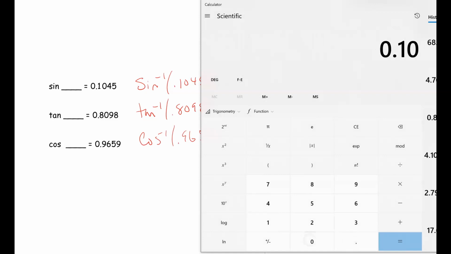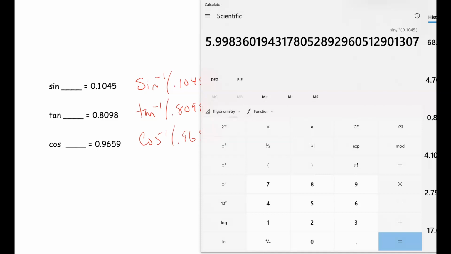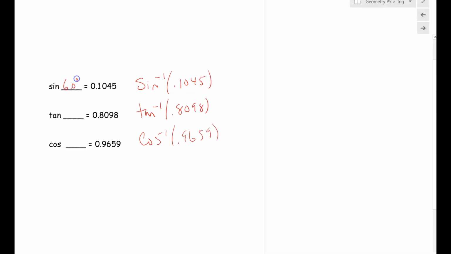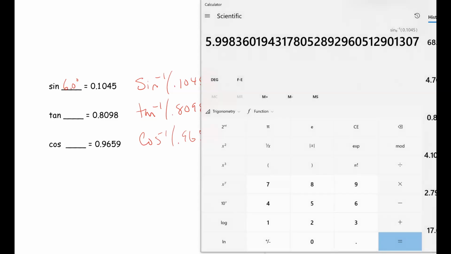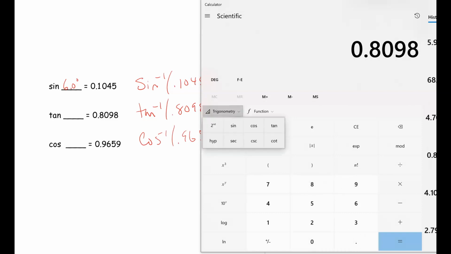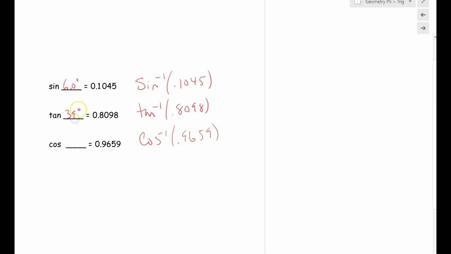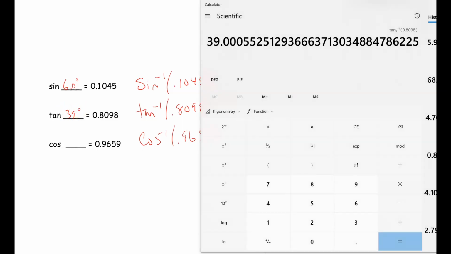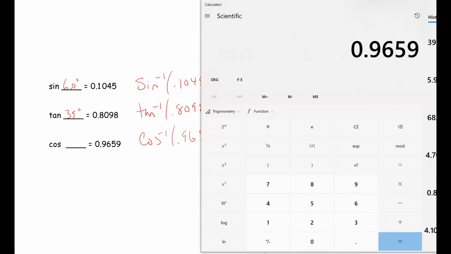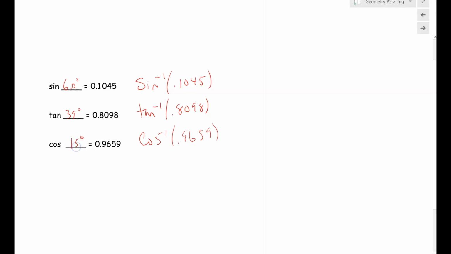So 0.1045, go to trig up here, second, and hit sine. Get 5.998. If I was rounding to the nearest tenth, that actually would round to 6.0 degrees. Okay, I think all of these I chose, they do come out to pretty darn close to a whole degree. They don't always. What's the next one? 0.8098. Second. Tangent. 39, a bunch of zeros, so we're going to just say 39 degrees. And finally, the last one, 0.9659. Second cosine, and we get 15 degrees.